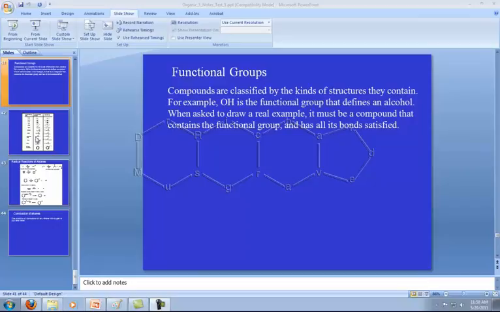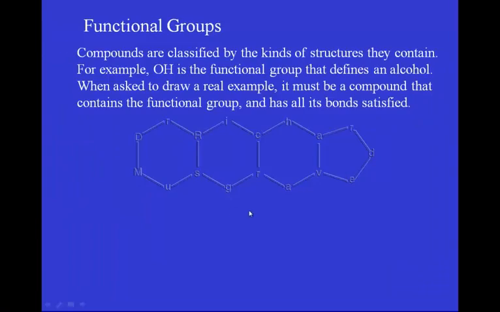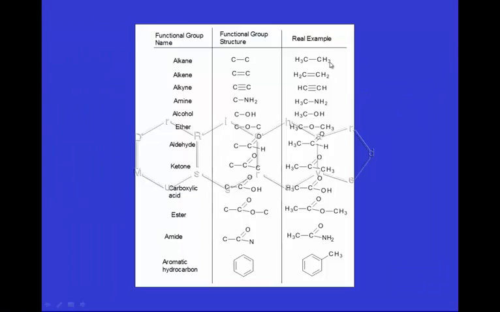If you take a look at the list of functional groups that I want you to know, these are the functional group structures. These are the actual groups that define the functional groups. So something with just CC single bonds is an alkane, CC double bond is an alkene, CC triple bond is an alkyne, a CNH2 is an amine, OH is an alcohol.